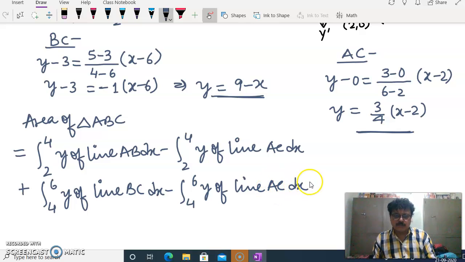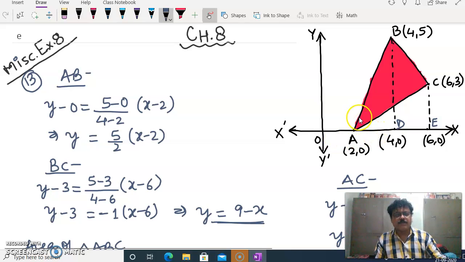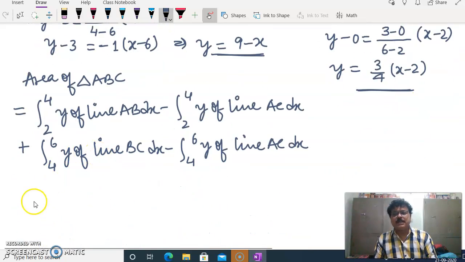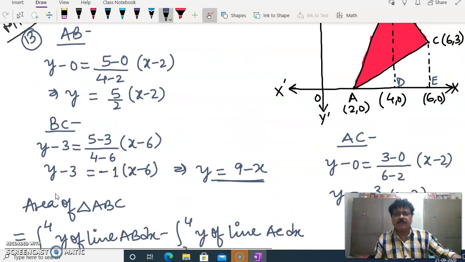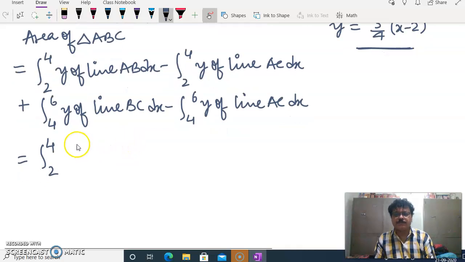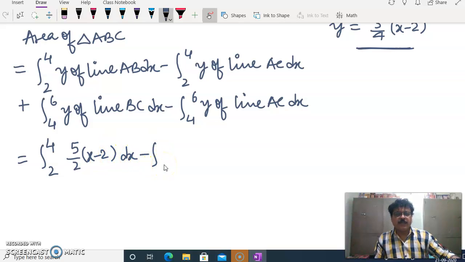This is what we have segregated in terms of two parts, but if you directly want to write, you can take y of AB from 2 to 4 and y of BC from 4 to 6, minus the integral from 2 to 6 of y of AC. You can also do that. There is no harm doing it this way also. We are doing it section-wise here, there we will do it directly. y of AB is 5/2 into (x minus 2) dx. So we have taken all in terms of y only. What about AC? 3/4 (x minus 2).